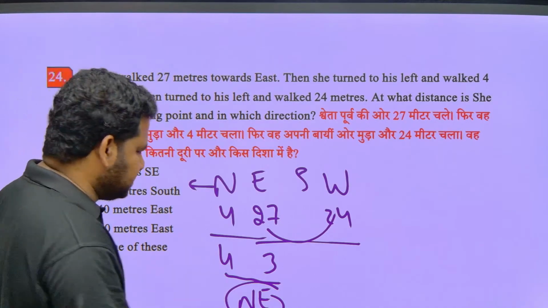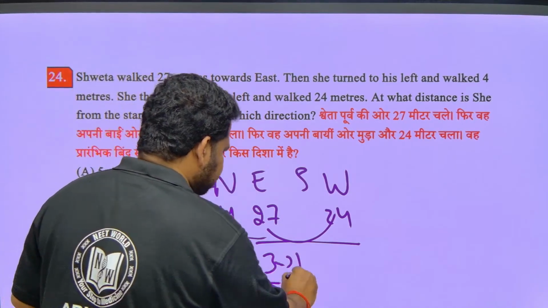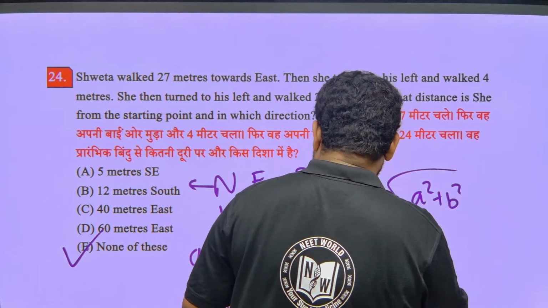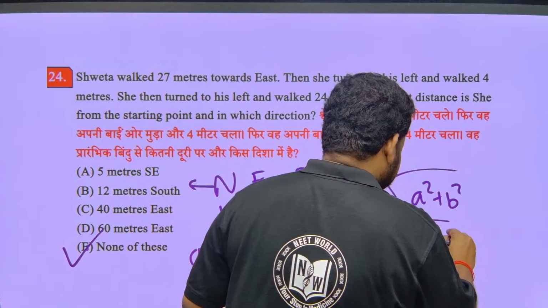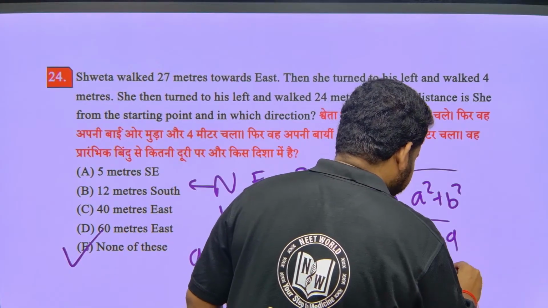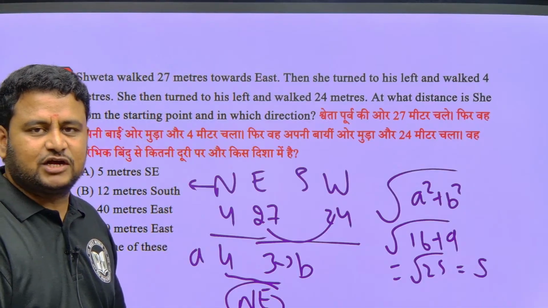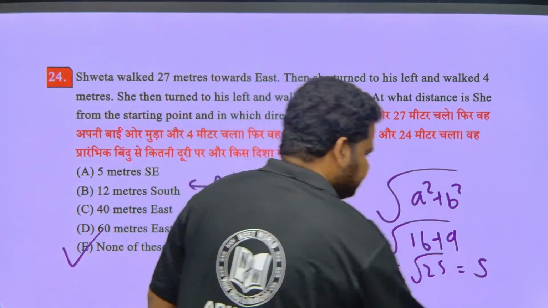But to find the distance, if I name this as A and this as B, I can use the formula square root of A square plus B square. That gives me 16 plus 9, that is square root of 25, which is 5. So it is 5 kilometers northeast. So the answer is 5 kilometers in the northeast direction. Clear?